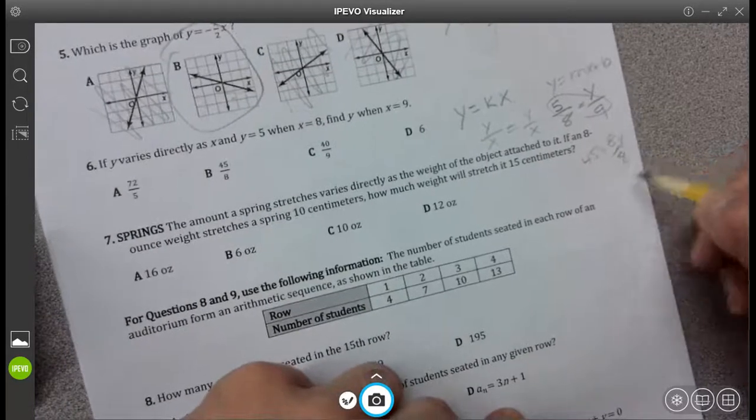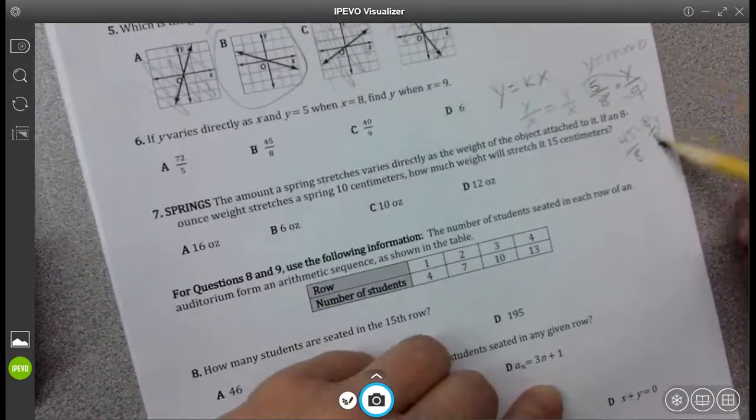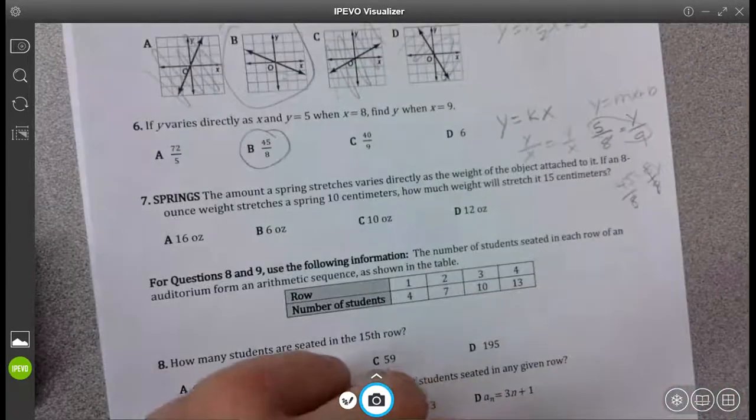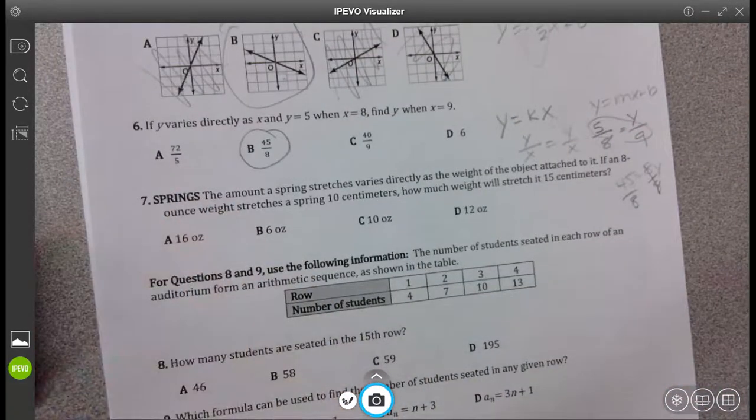Divide both sides by 8. Your answer is 45 over 8. Okay, if you get a decimal, you can just figure out which one it is.